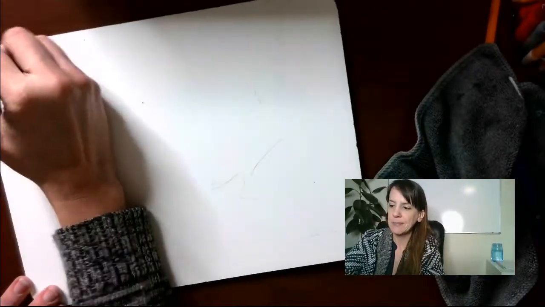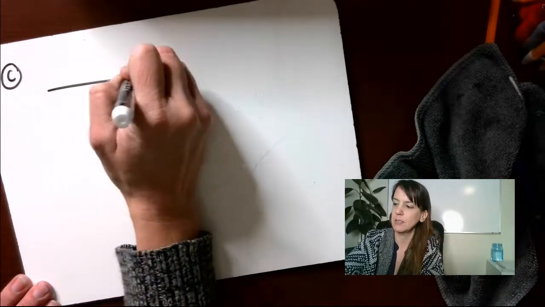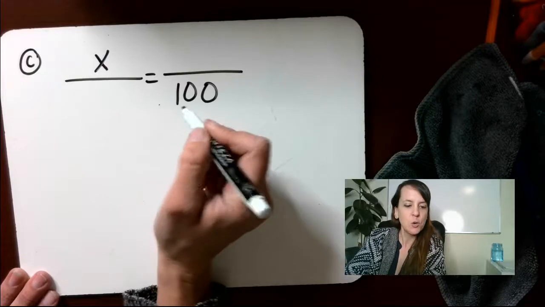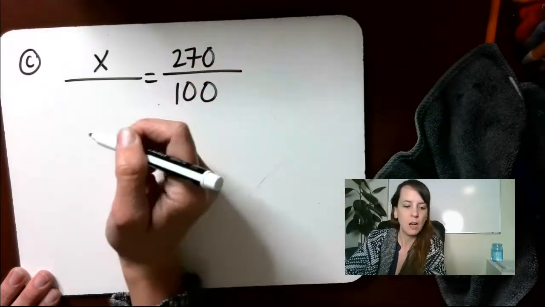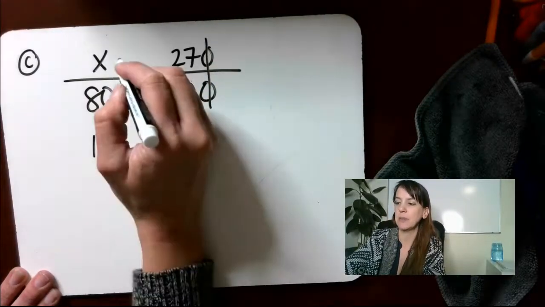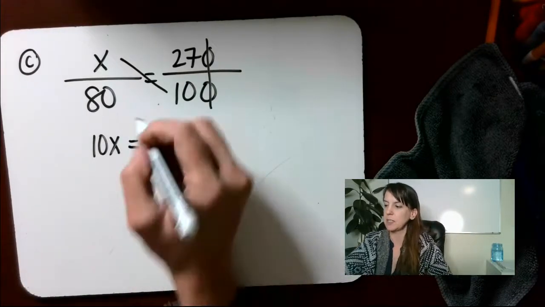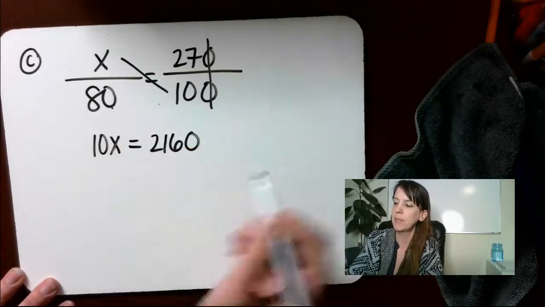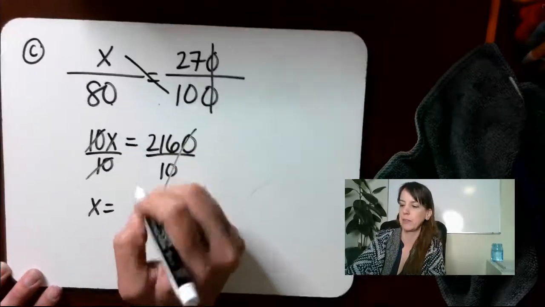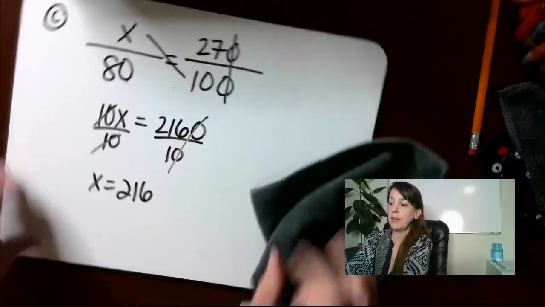For C, what number is 270% of this? So, bam, 100. So what number is 270% of 80? Okay, let's lob these zeros off and I end up with 10x because I multiplied this times this equals 27 times 8 gives me 216 with an extra 0. Divide by 10, x equals, cancel out, lob those off, you end up with 216. So 216 is 270% of 80.